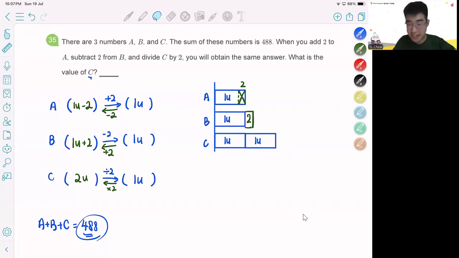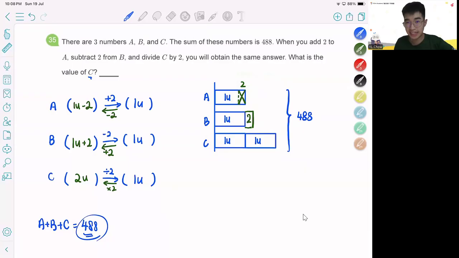So we all started from the end. We know that they are all 1 unit at the end. Then we work backwards to find out that actually, they are not 1 unit at the start. They are 1 unit minus 2, 2 more than a unit, and double a unit. Each of them initially is like this. And now you have the original three numbers, how they look. You also know their sum is 488.